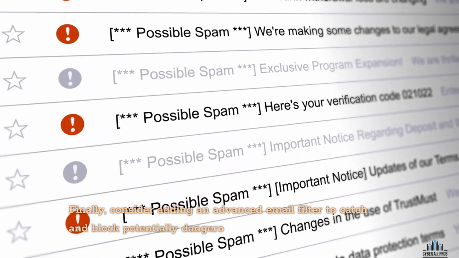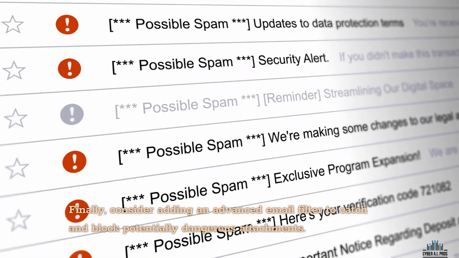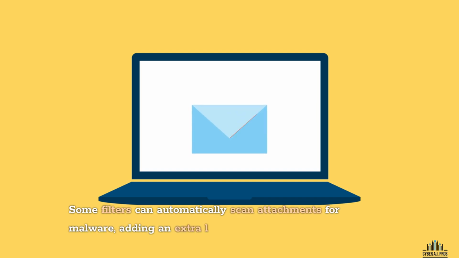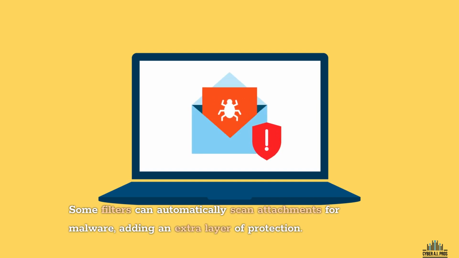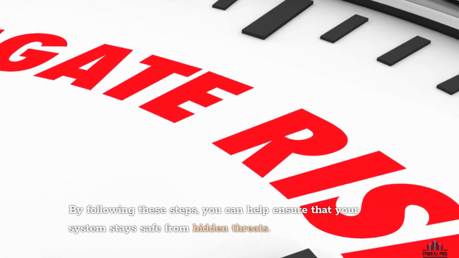Finally, consider adding an advanced email filter to catch and block potentially dangerous attachments. Some filters can automatically scan attachments for malware, adding an extra layer of protection. By following these steps, you can help ensure that your system stays safe from hidden threats.